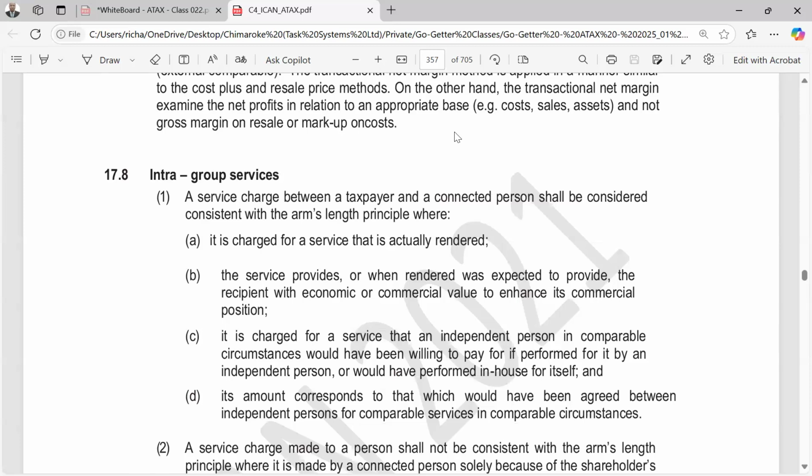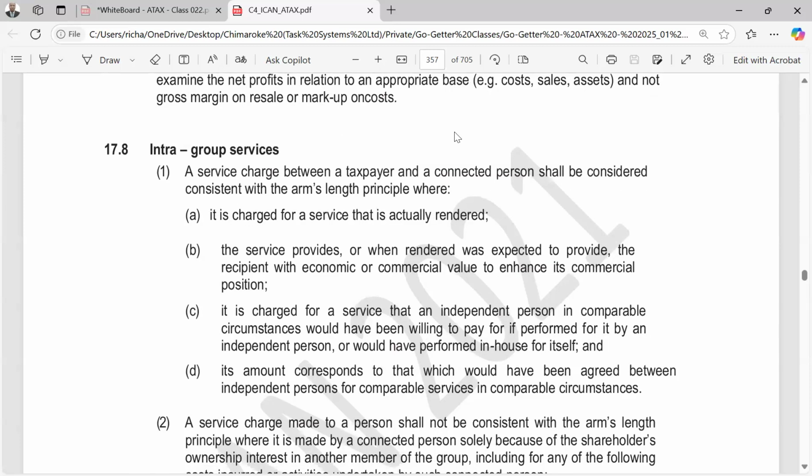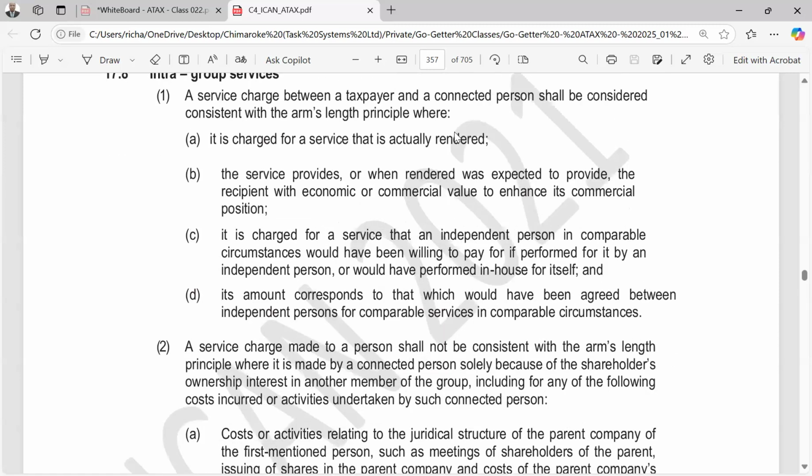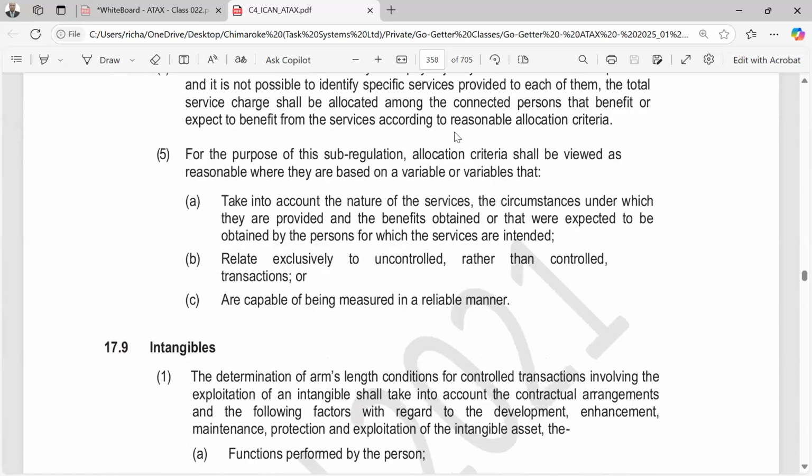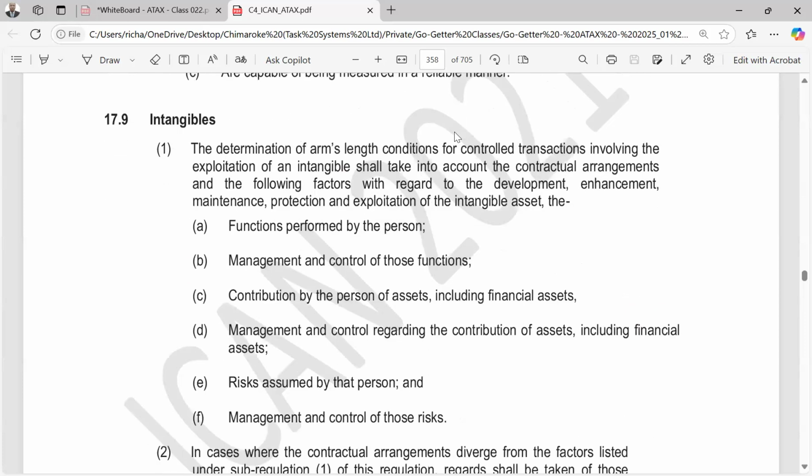Intergroup services. We've talked about this for some time, so let's leave that. Now, intangibles. The determination of arm's length condition for a controlled transaction involving exploitation of an intangible shall take into account the contractual agreement and the following factors with regard to development, enhancement, maintenance, protection, and exploitation.